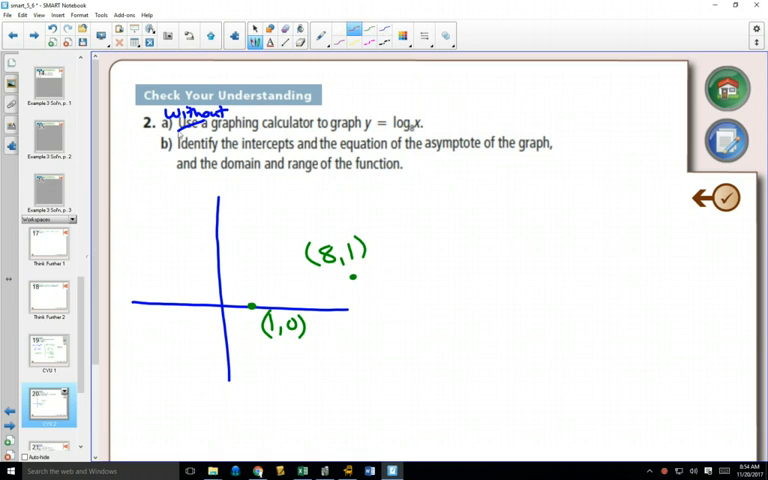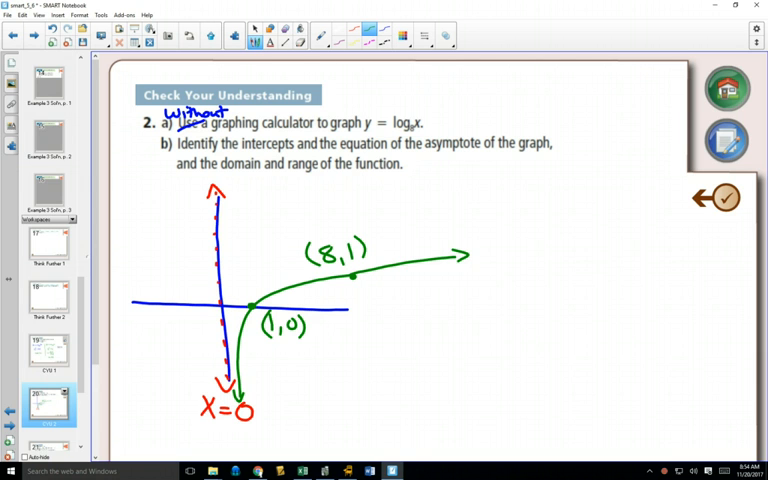All exponential graphs have an asymptote. All log graphs have an asymptote. The asymptote on a log graph is at x equals 0. The shape of our log graph, it approaches the asymptote and continues up forever. So this is our basic log graph.